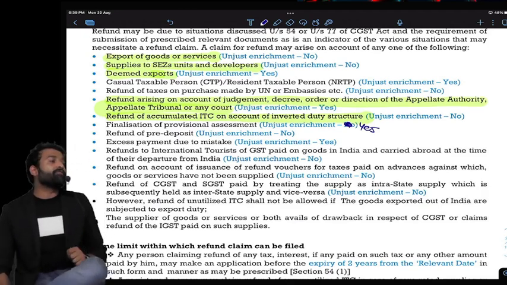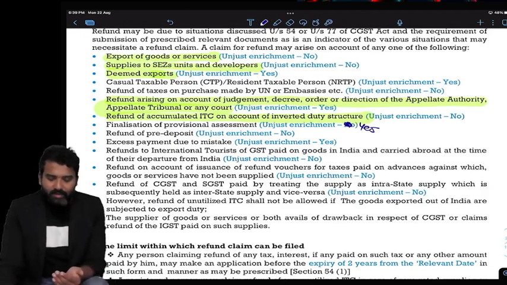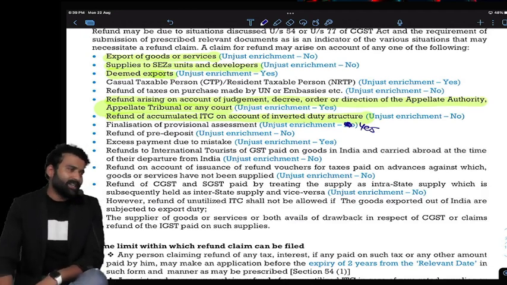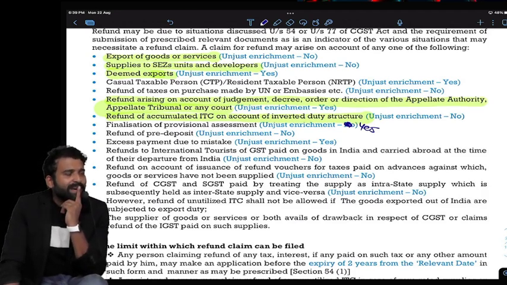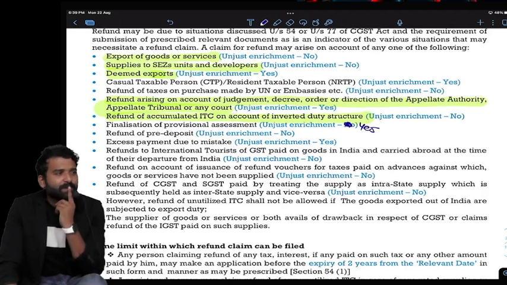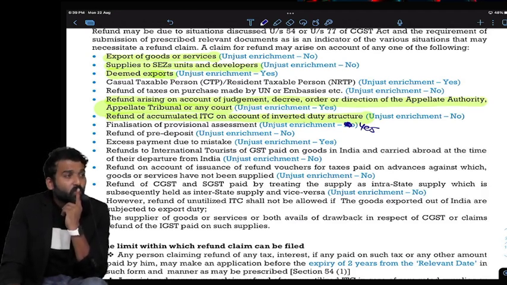Next one is refund of pre-deposit. What is the meaning of pre-deposit? What do you mean by pre-deposit? Does anybody know about the provisions of pre-deposit, and where they are given? Where are the provisions of pre-deposit in GST law? Anybody tell me about pre-deposit?